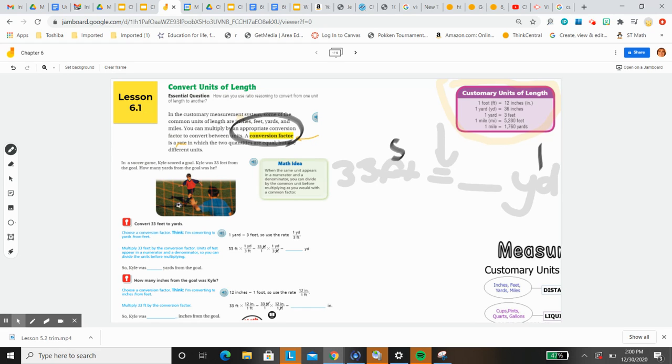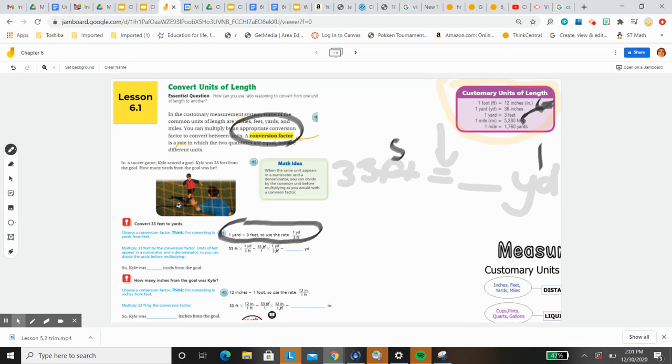Okay, so let's find the standard. How many inches are in 1 yard? Or how many feet are in 1 yard? So how many feet are in 1 yard? We're going to come down here and we see that there are 3 feet in 1 yard. That's what you see here. This is our conversion rate right here. And you notice they wrote it as a fraction. They have 1 yard over 3 feet.